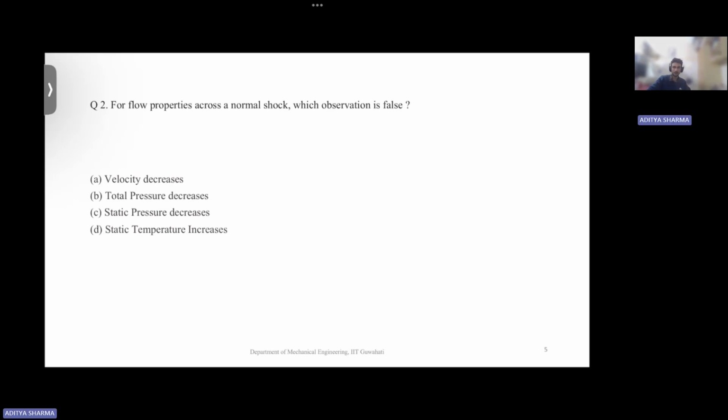Now please read the next question and try to give an answer in the comment box.